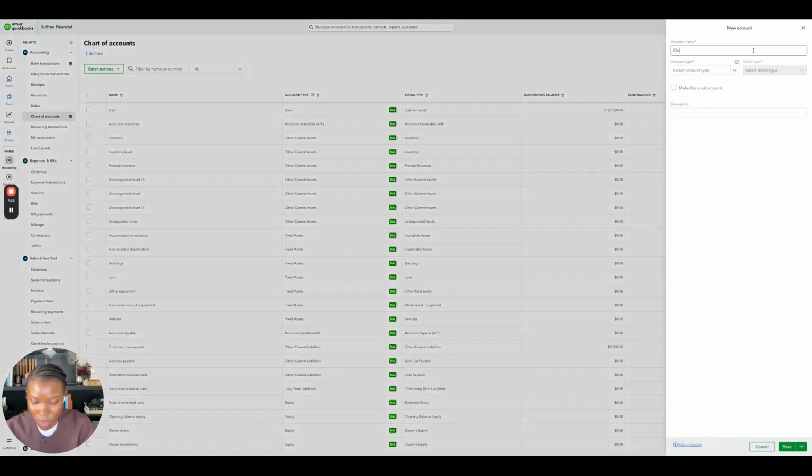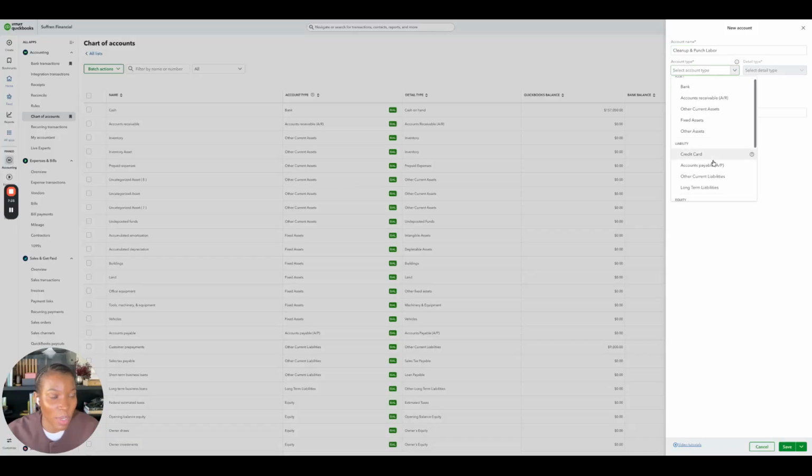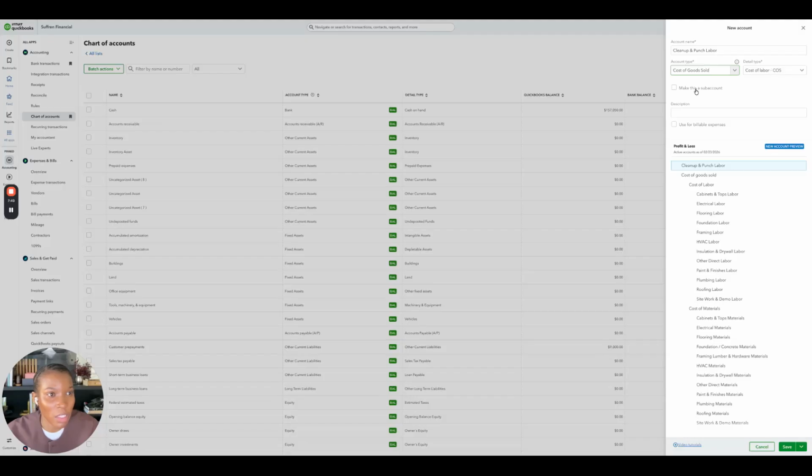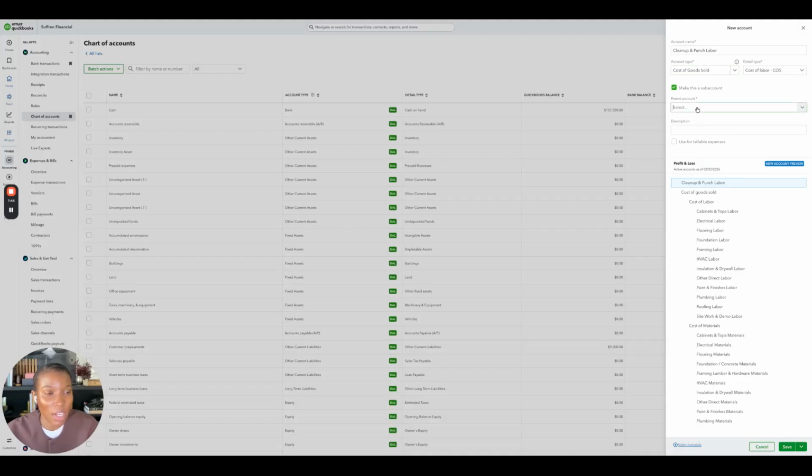Account name, cleanup and punch labor. Account type will be cost of goods sold. Detail type, cost of labor, that's good. And we're making this a sub account, and the parent account will be cost of labor. There we have it. And cost of labor is a sub account of cost of goods sold. So you can kind of see how everything links up right here. So we're going to save that.